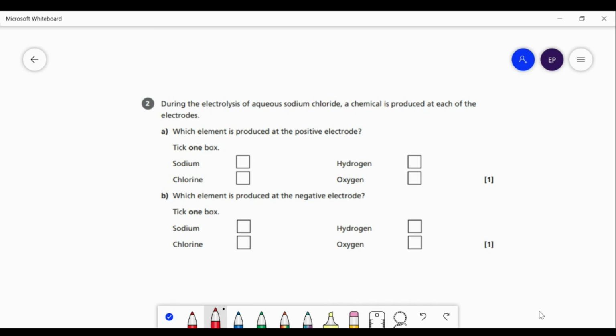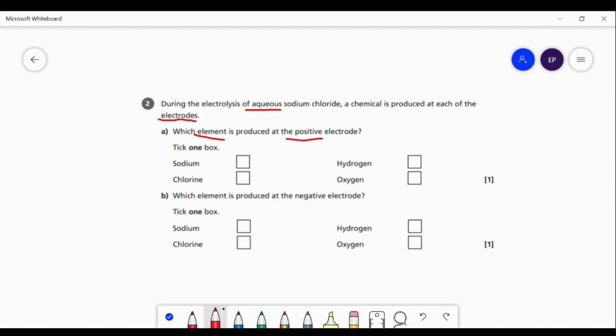During the electrolysis of aqueous sodium chloride, a chemical is produced at each of the electrodes. A. Which element is produced at the positive electrode?